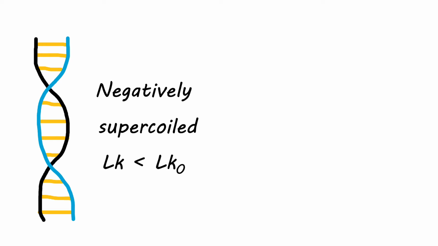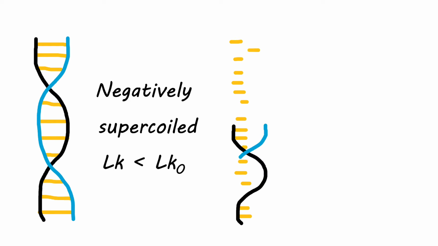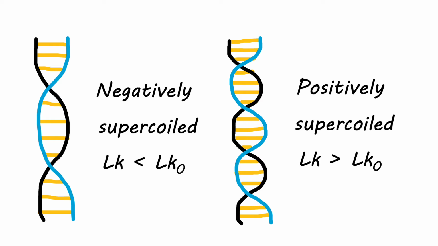Supercoiling in DNA is common and causes local changes in DNA topology, including changes in linking number. As we talked about in the last video, negatively supercoiled DNA causes a decrease in linking number. Most eukaryotic DNA is slightly negatively supercoiled. Positively supercoiled DNA has a higher linking number than relaxed DNA.